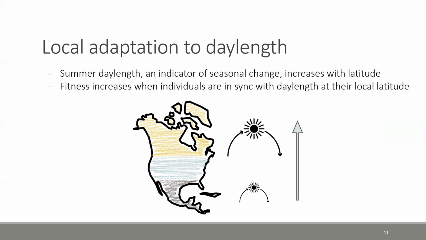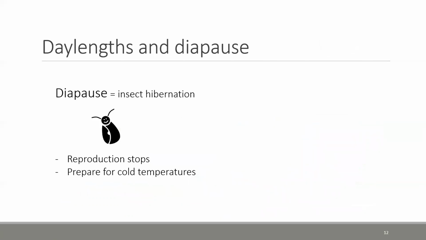So we wanted to investigate how local adaptation to day length was possibly impacting that evolution of dispersal ability. To understand better how day lengths impact these beetles, we need to talk about diapause. Diapause is basically insect hibernation, and it's a process during which insects will stop reproducing and prepare for harsh conditions like cold temperatures in the winter.